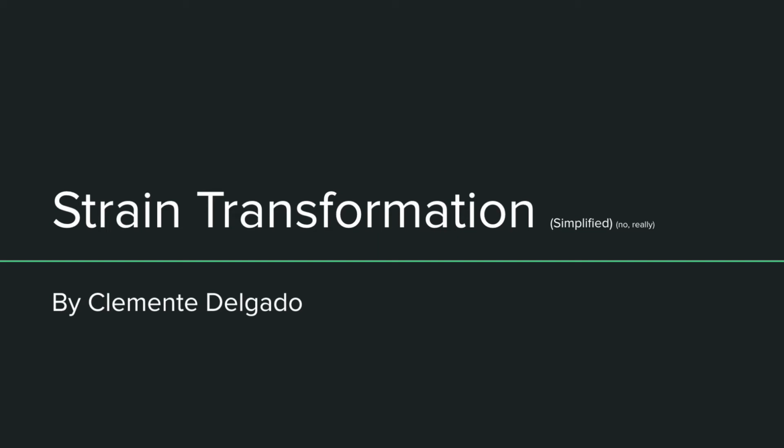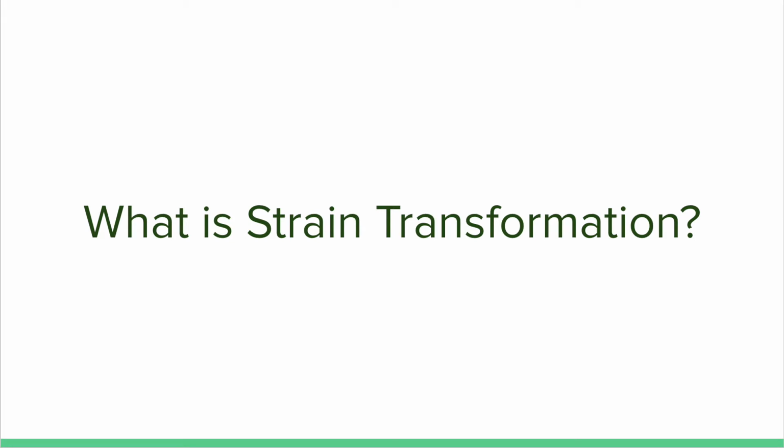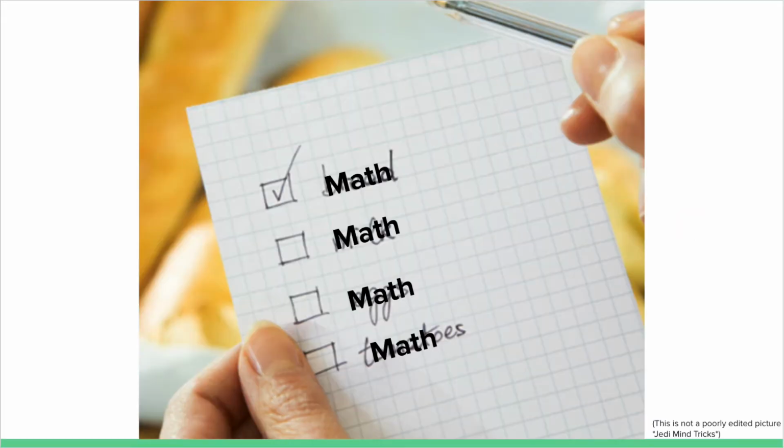Hello, today I will be talking about strain transformations. So, what is strain transformation exactly? Well, I could easily make a list and tell you that strain transformations happen whenever a force is applied to a body and that the force will tend to change the object's shape, and that size changes are known as dilation, which basically means volumetric change, and that they themselves are due to normal stress.